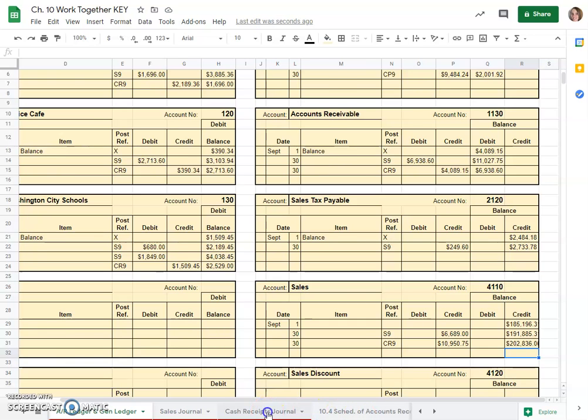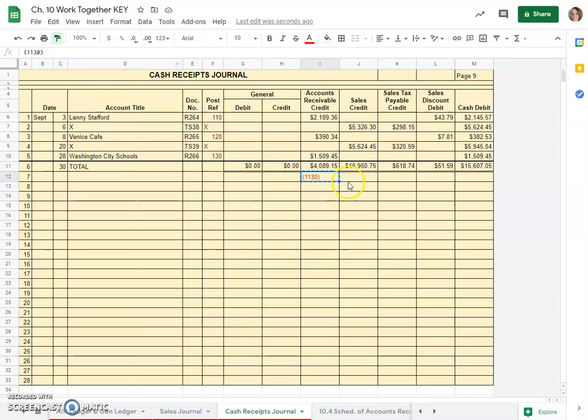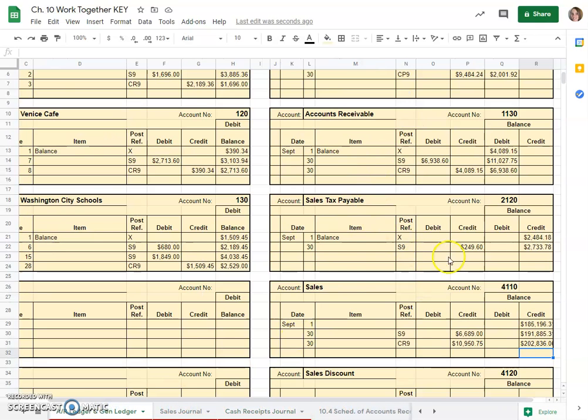So now we'll go back to our cash receipts journal. We'll just use the format painter on this. And it was 4110. And that format painter just made sure that it knew we wanted the plain text and all of that there. Sales tax payable credit. So we'll come over here to our general ledger, sales tax payable on the 30th. Cash receipts, R9. And sales tax payable gets a credit of 618.74. And so that will add to the credit balance, 2120.